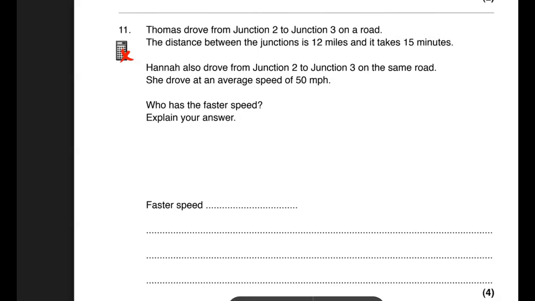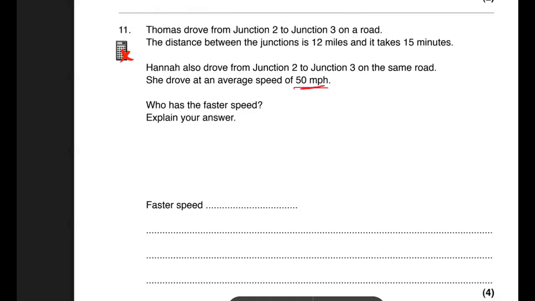Thomas drove from junction 2 to junction 3 on a road. The distance between the junctions is 12 miles, and it takes 15 minutes. So that's Anna's; for Thomas, the speed is this. So now they ask you who is faster.